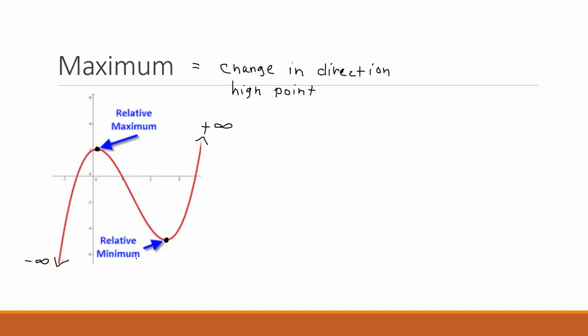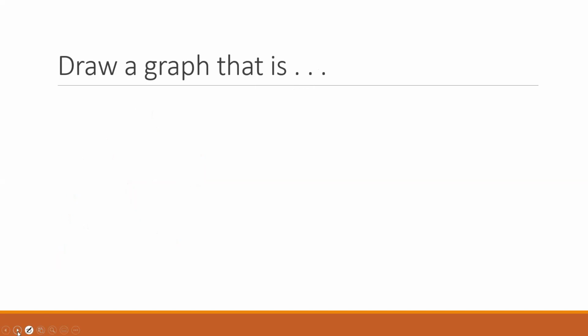So maximum and minimum are both changes in direction. Maximum is a high point, minimum is a low point. Relative is when it's not the highest or lowest ever. Absolute is when it is the highest or lowest point ever. So next we're going to do something that's very abstract, and that is to try to draw a graph based on the words that we're using. So, putting our vocab into action.